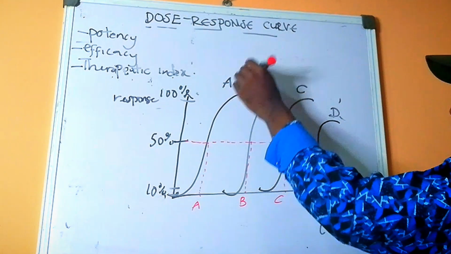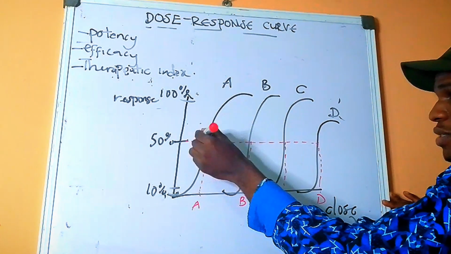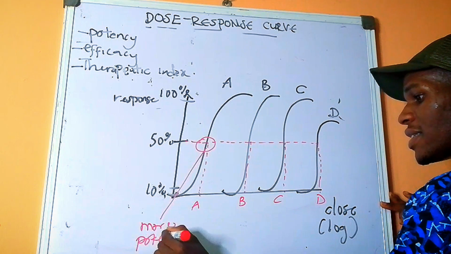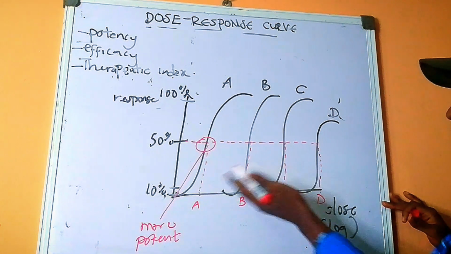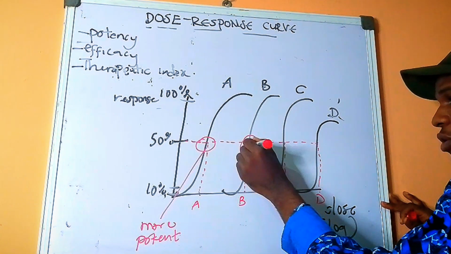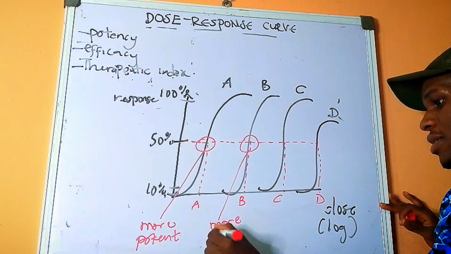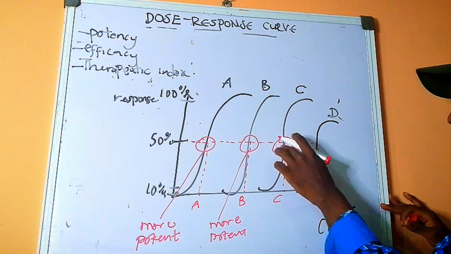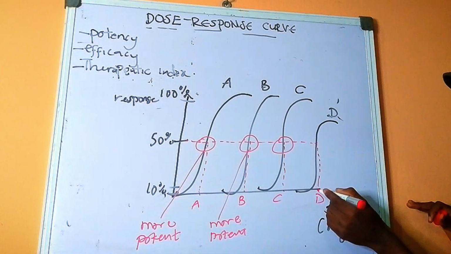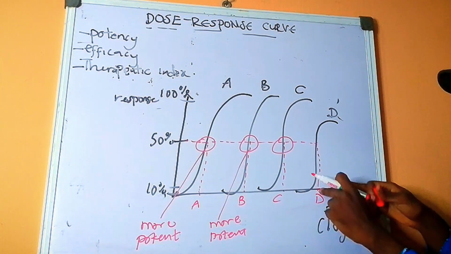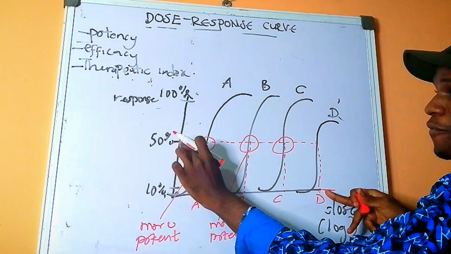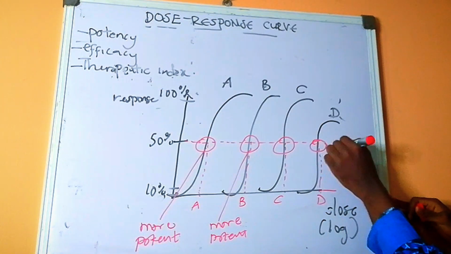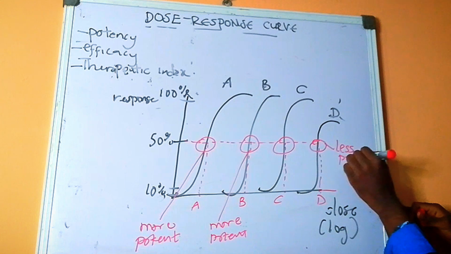So drug A is more potent than any of the drugs listed here. The next one that is more potent is, of course, drug B. And drug C is also potent. The one that is least potent, because it requires a very high concentration to produce the same 50% response in a given population, is drug D.